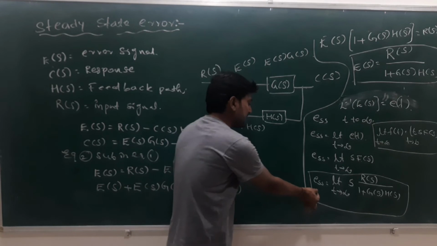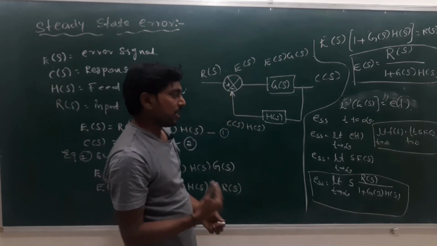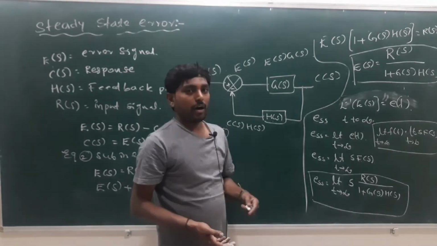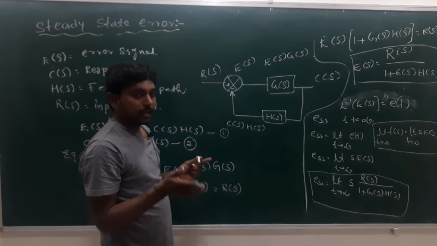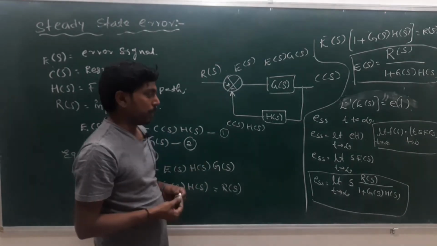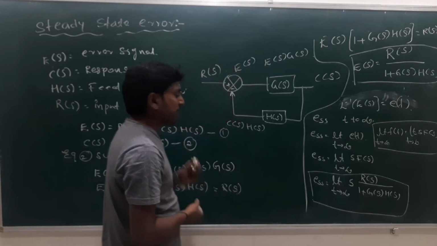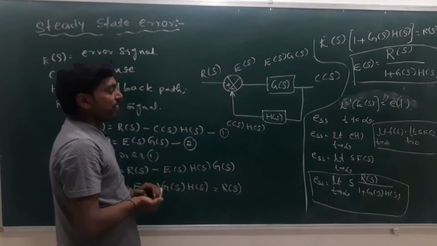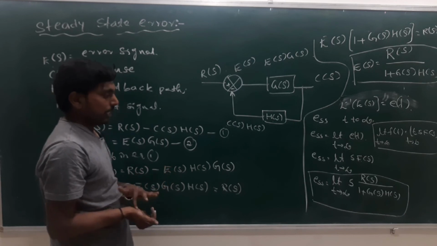By using this steady state error equation, we test the different types of systems: type 0, type 1, type 2, type 3, whatever they may be. The steady state error ESS is equal to limit s into R(s) by 1 plus G(s) into H(s). Next one.